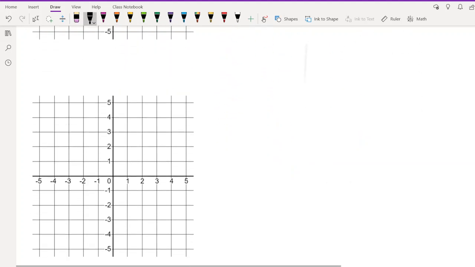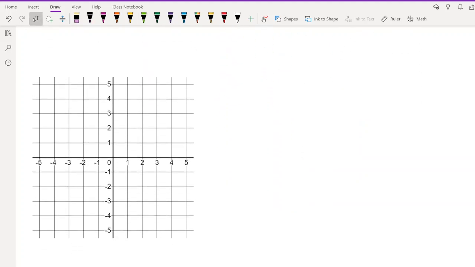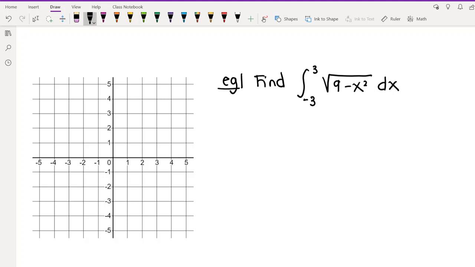All right, another example. So in this one, we want to do the integral from negative 3 to 3 of the square root of 9 minus x squared dx. So initially you might not really know what the graph looks like, but this is one that we'll see this type of integral actually come up a decent amount. So this is a type of equation I want you to get familiar with.